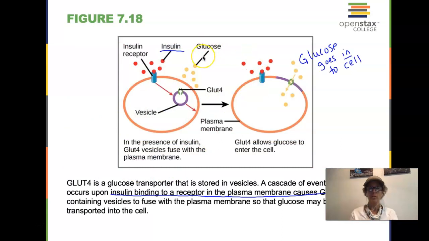Glucose is so important. You've heard of our blood glucose levels. So GLUT4 is a transporter. It's stored in vesicles. So this orange line represents a membrane. The GLUT4 transporter is here. And when we have the presence of insulin, this will fuse with the plasma membrane, and that allows the glucose to go into the cell. So persons who don't make enough insulin don't get this vesicle to fuse, the glucose doesn't go into the cell, and then they have high blood glucose levels because it's not entering into the cells to get metabolized.